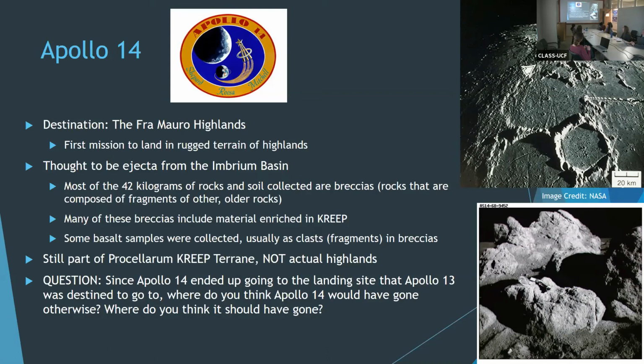And then just a question that I thought was kind of interesting. Since Apollo 14 ended up going to the landing site that Apollo 13 was destined to go to, where do you think Apollo 14 would have gone otherwise, other than just saying it would have gone to the Apollo 15 site, which would have gone to the Apollo 16, which would have gone to the Apollo 17? Like, where else do you think? You have one more lunar mission. Where would you put it? Yeah, basically. Where do you think it should have gone?